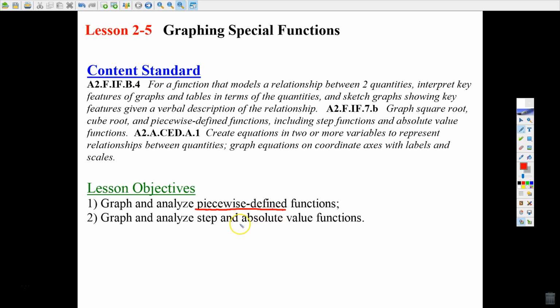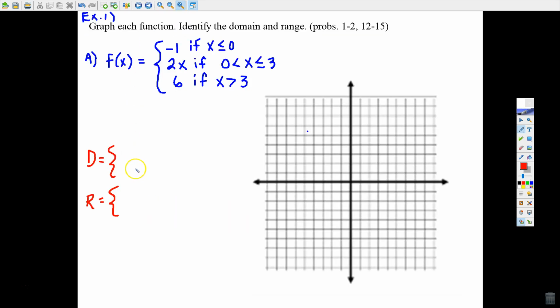And then we're going to do a little review of the absolute value functions. We've touched on those a little bit early on, but I will do a review with you on what those look like. But most of our lesson today will be centered around these piecewise defined functions. And here's a good example.